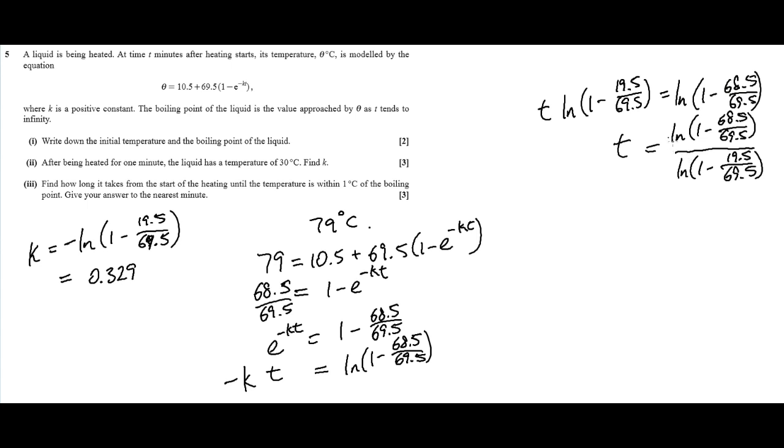69.5. This fraction cannot be simplified just because log doesn't really do multiplications. But if you plug everything into the calculator, it should give you 12.87, and that would be the closest minute, 13. So that will be your answer.